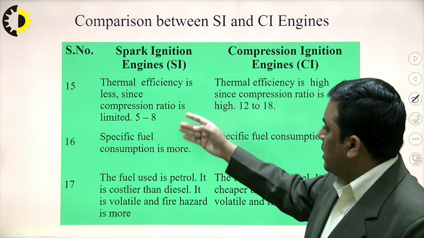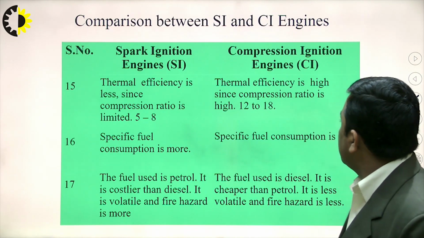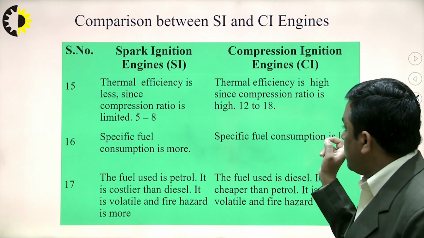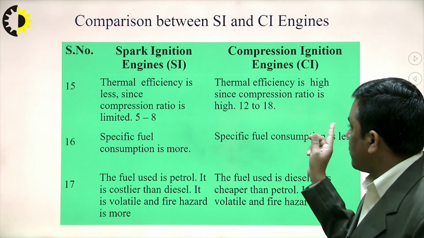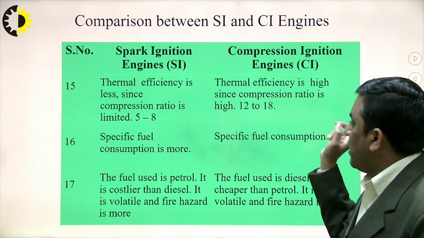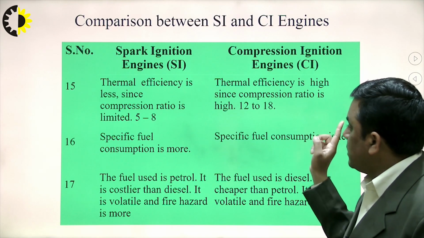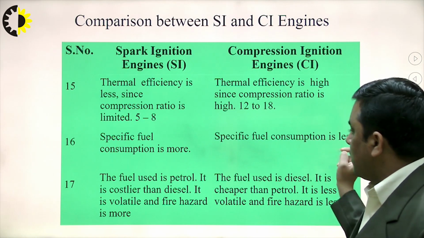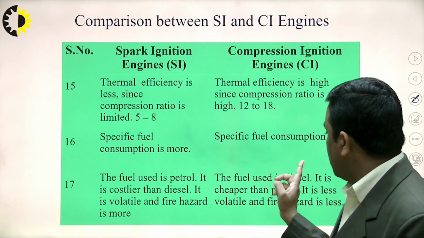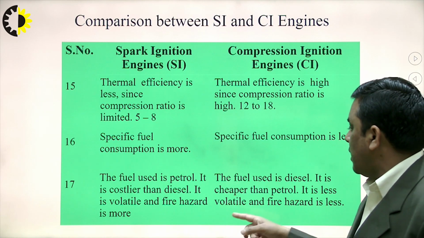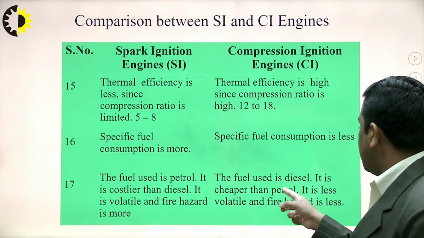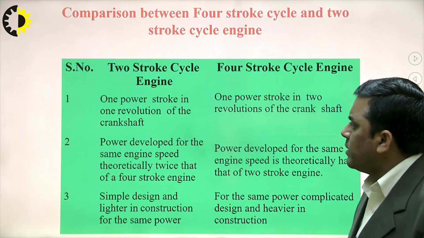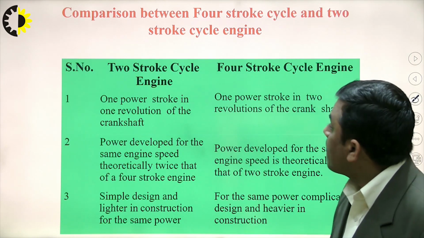Thermal efficiency is less, compression ratio is 5 to 8, thermal efficiency is high, as I told, because the thermal efficiency of any engine is the function of compression ratio. So, compression ratio if it is high, then obviously the thermal efficiency will be high. So, generally for the diesel engine the compression ratio is quite high. Specific fuel consumption is more, specific fuel consumption is less. The fuel used already told, costlier than diesel, volatile and fire hazard. The fuel used in diesel, it is cheaper than petrol, it is less volatile and fire hazard is less. So, these are the points where we can compare the SI and CI engine.